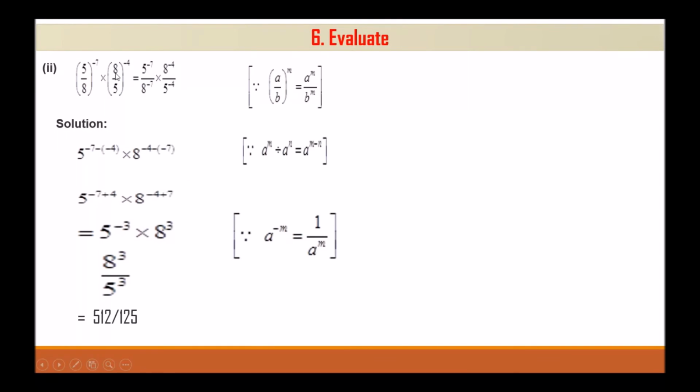Next, (5 upon 8) raised to minus 7 into (8 upon 5) raised to minus 4 equals 5 raised to minus 7, 8 raised to minus 7 into 8 raised to minus 4 upon 5 raised to minus 4. So 5 raised to minus 7 minus (minus 4) into 8 raised to minus 4 minus (minus 7). So 5 raised to minus 7 plus 4 into 8 raised to minus 4 plus 7. That is 5 raised to minus 3 into 8 raised to 3. So 8 cube upon 5 cube, that is 8 cube is 512 and 5 cube is 125.